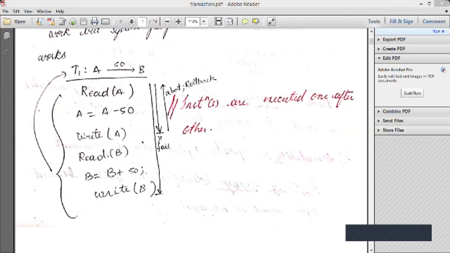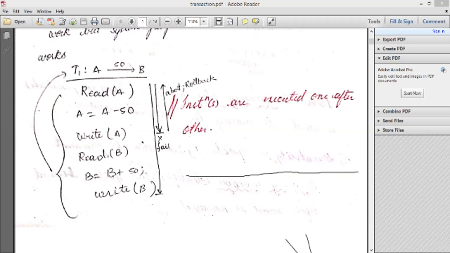So what happens next is, that particular transaction is aborted and rolled back. Rollback is nothing but it is started again from the starting. It is aborted then and there, rolled back, and restarted. But the basic thing is, if it has failed, it has to abort. That is one of the properties of a transaction, that is atomicity.